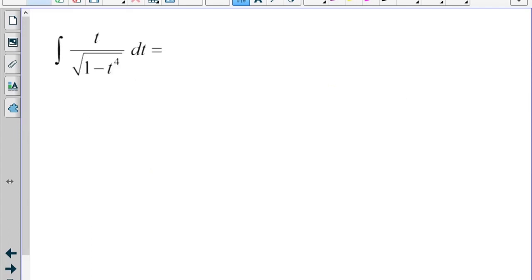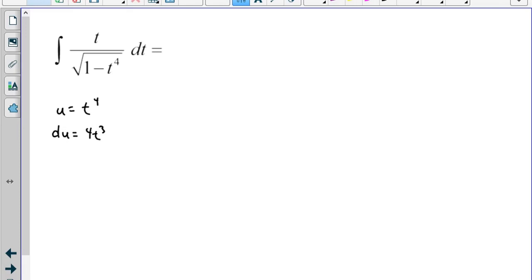This problem looks like it might be able to be forced into something that looks like an arc sine, but I have to make a u substitution first. So let's say I make u equal to t to the fourth. So du equals 4t cubed. Oh, no, that might not work.